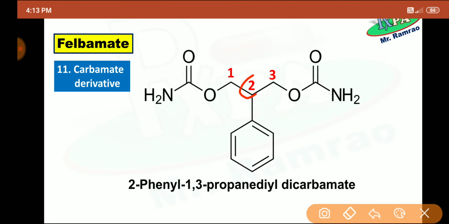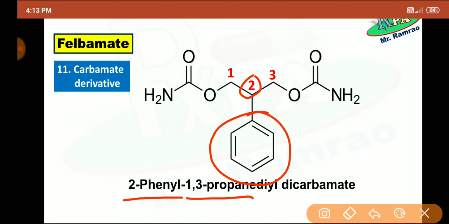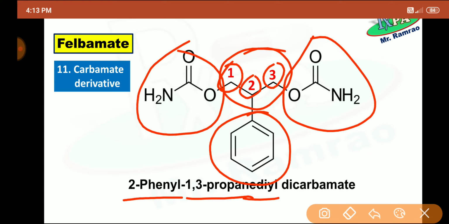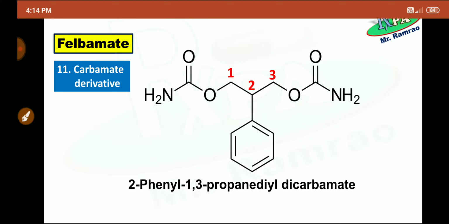Now we'll see how the IUPAC name is given. On the second position over here, a phenyl group is present, therefore 2-phenyl. Then 1,3 propanediol. 1,3, this is propane diol. Why diol? Because two groups are present. Dicarbamate. Two groups are present, therefore dicarbamate. Actually it is an ester of carbamic acid, therefore the name ends with ATE. So this is the IUPAC name of felbamate.